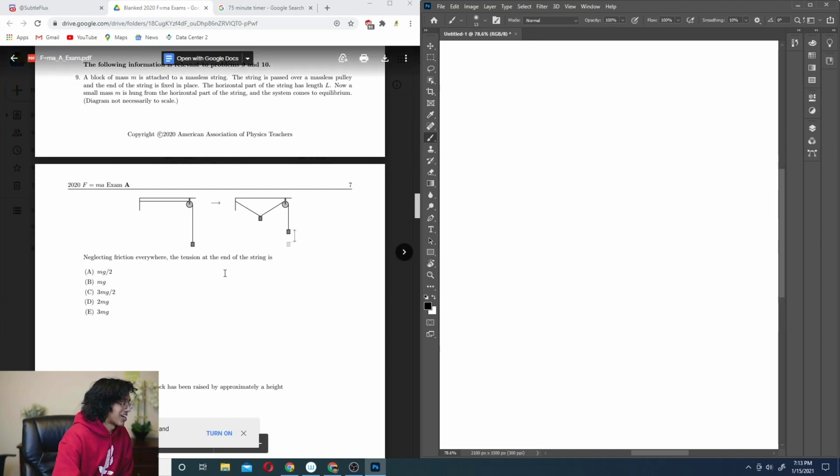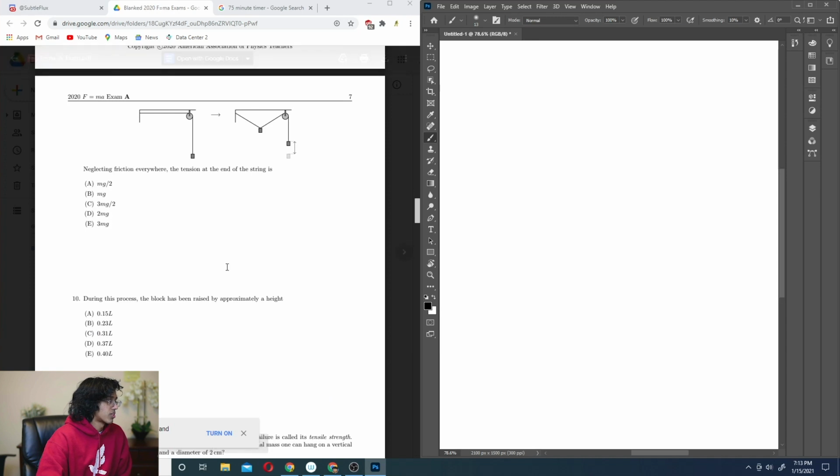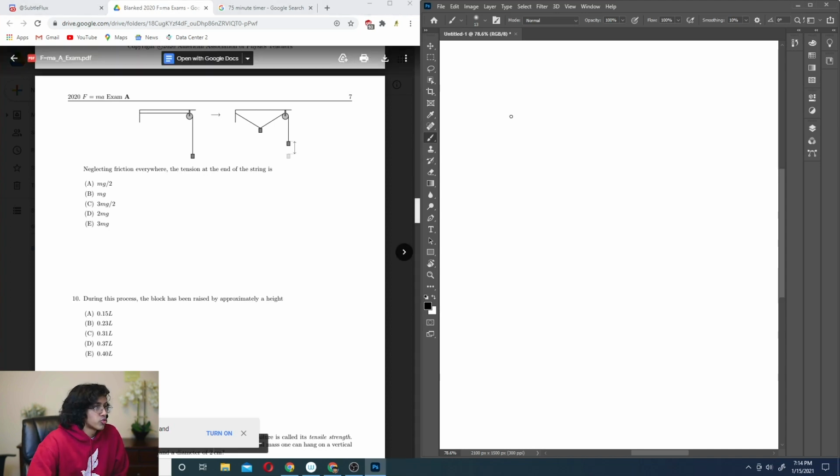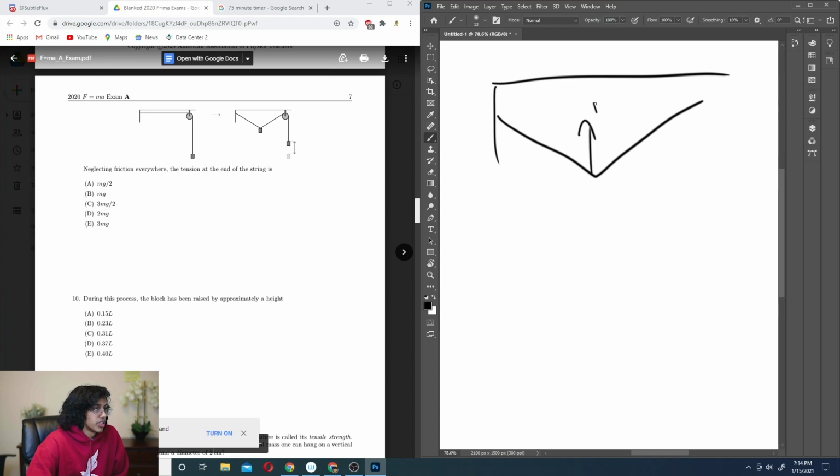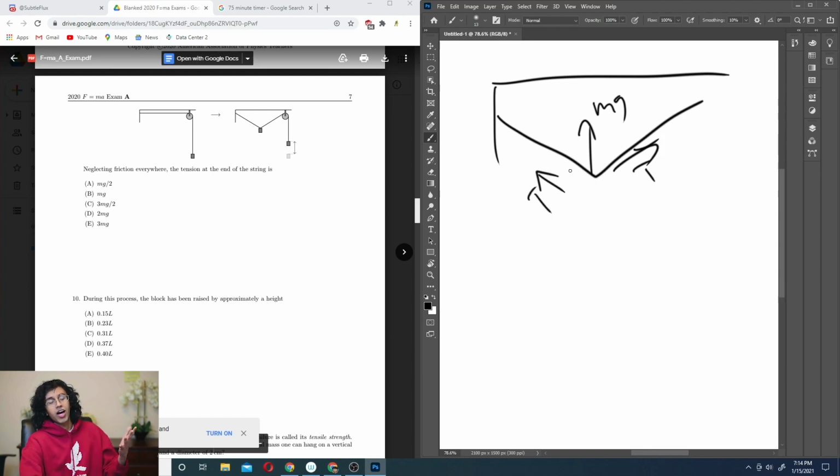Okay, number 10. During the process, the bottom block has been raised by approximately what height. First off, to get this to equilibrium, you basically need this force to be mg, right? You have tension here, tension there, and we know that T is equal to mg. So we need the upward component of each of these T's to be 1/2 of T. So in order for that to happen, this has to be a 60-degree angle, because cosine of 60 degrees is 1/2.